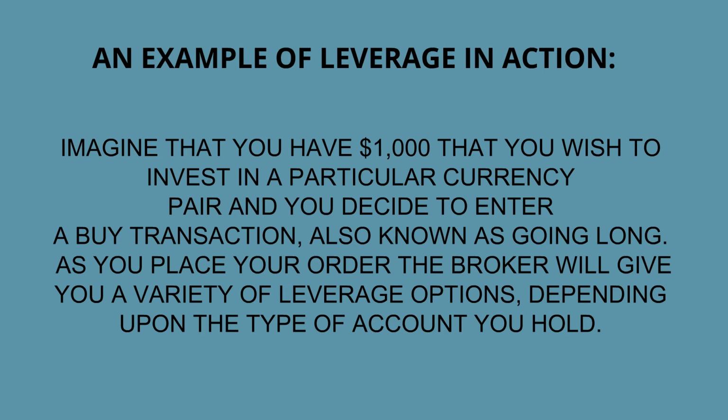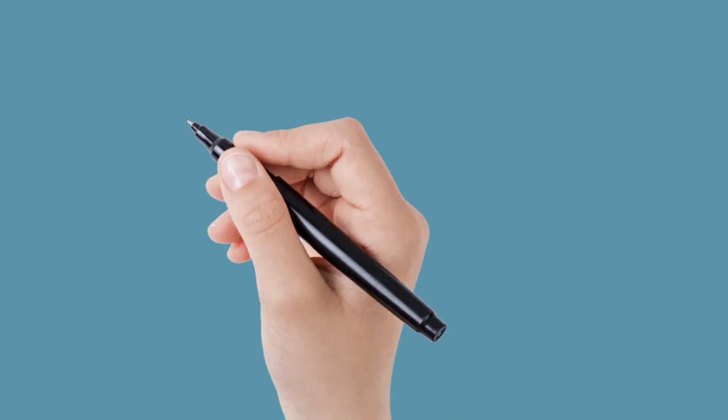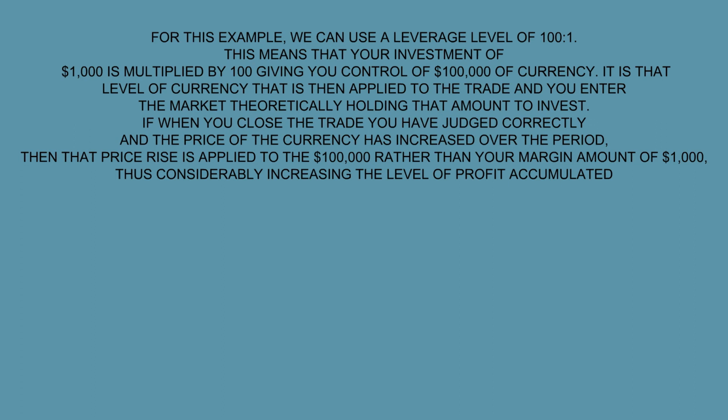As you place your order, the broker will give you a variety of leverage options, depending upon the type of account you hold. For this example, we can use a leverage level of 100:1. This means that your investment of $1,000 is multiplied by 100, giving you control of $100,000 of currency. It is that level of currency that is then applied to the trade, and you enter the market theoretically holding that amount to invest. If when you close the trade you have judged correctly and the price of the currency has increased over the period, then that price rise is applied to the $100,000 rather than your margin amount of $1,000, thus considerably increasing the level of profit accumulated.